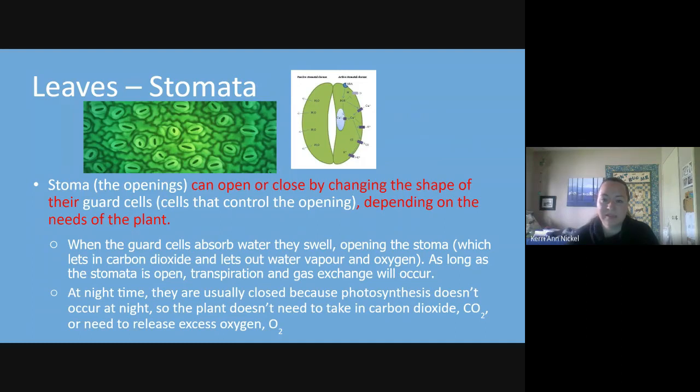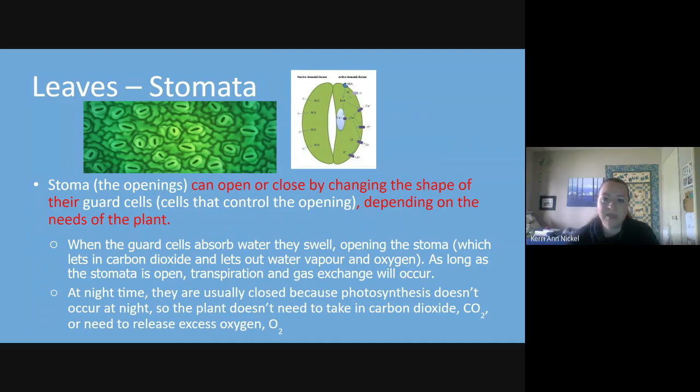And so anyways, this is just so that you understand, without going into too much detail, that there is a difference between the daytime and the nighttime, and most plant cells have their stomata open during the day and closed at night.